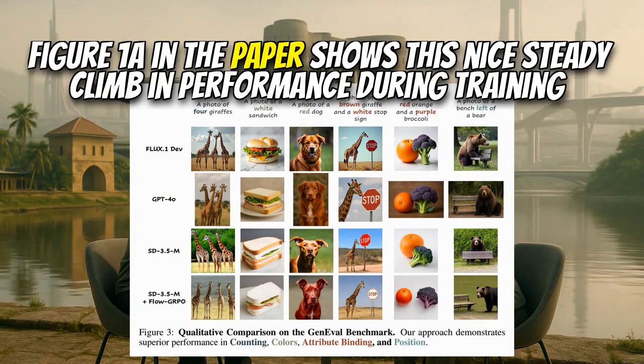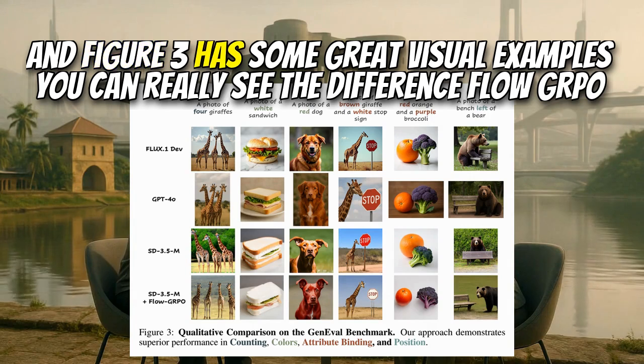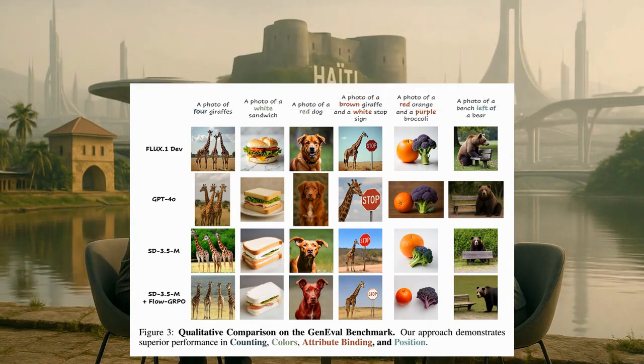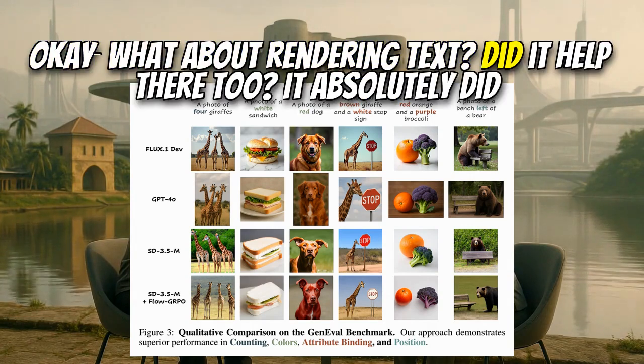Figure 1a in the paper shows this nice steady climb in performance during training. And Figure 3 has some great visual examples. You can really see the difference Flow-GRPO makes. Much more accurate images. Very cool. Okay, what about rendering text? Did it help there too?